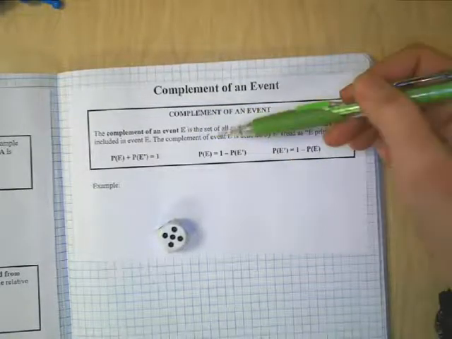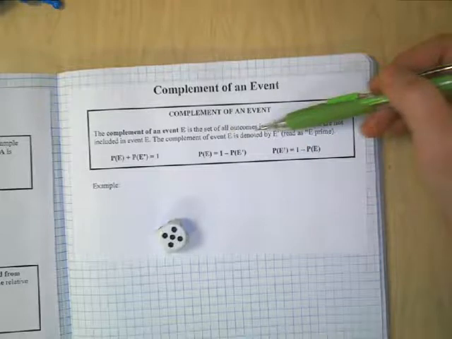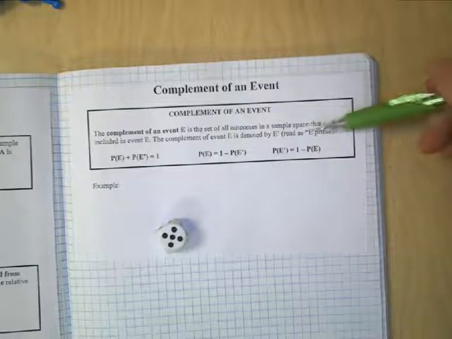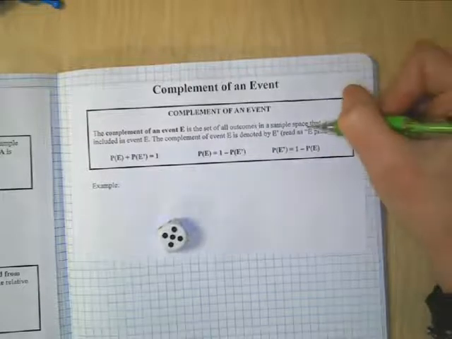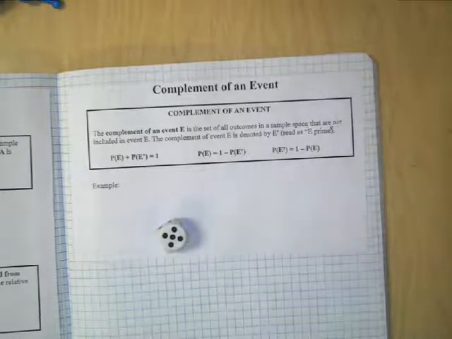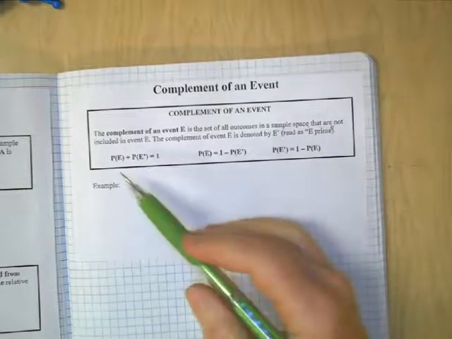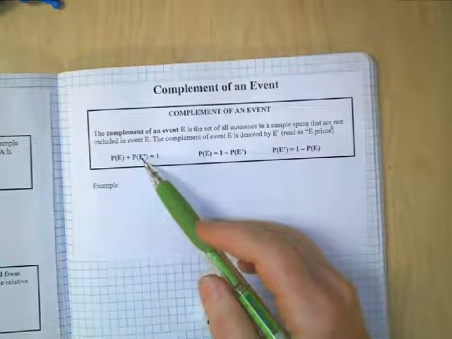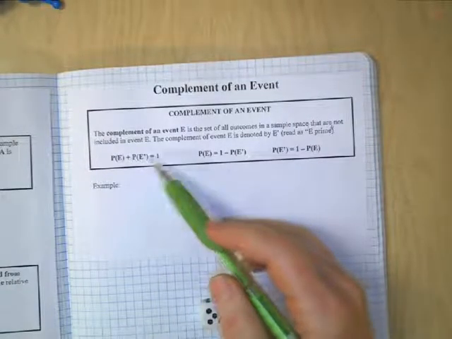Okay, the complement of event E is denoted by E prime. Okay, we need that E prime. Well, I don't know why it has that extra, I suppose it should have close quotation marks over here. All right, and what happens when you add the probability of the event happening and the probability of the event not happening, those probabilities have to add up to 1.